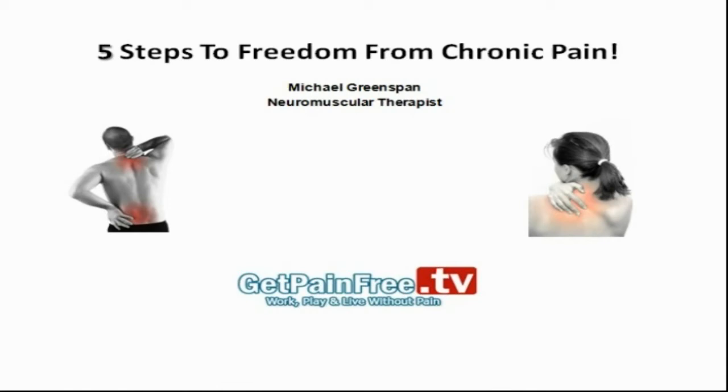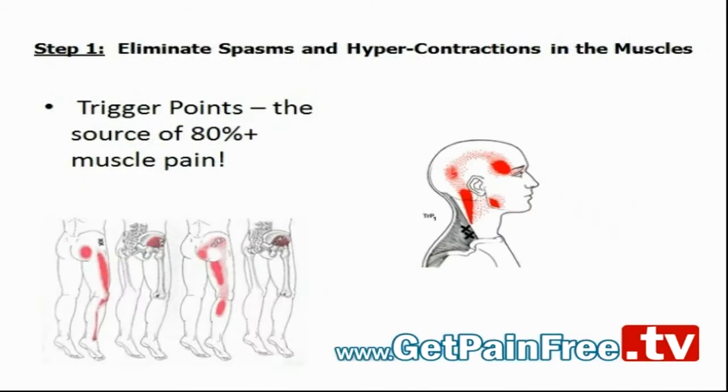So let's get started here with step number 1, which is to eliminate the spasms and hyper-contractions or hyper-constrictions in your muscles. Most importantly, this means releasing the trigger points first, which are like landmine knots in your muscles, and they are at the source of 80% or more of chronic pain.